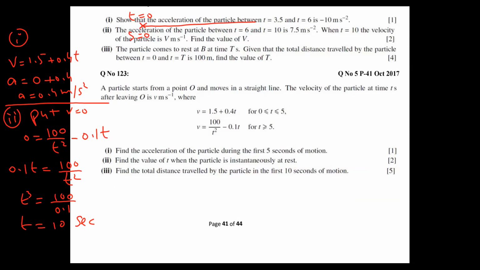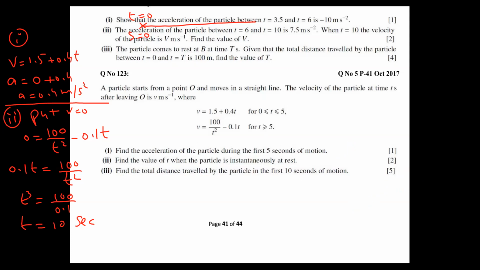Now I'll go for the third part: find the total distance traveled by the particle in the first 10 seconds of motion. Now the interesting part, we have 5 marks. The word first is very important. It means 0 to 5 we need, and after 5 we need. We need two distances, so two integrations are required. Logic: if I have velocity and I need distance, I have to go down, I mean integrate.